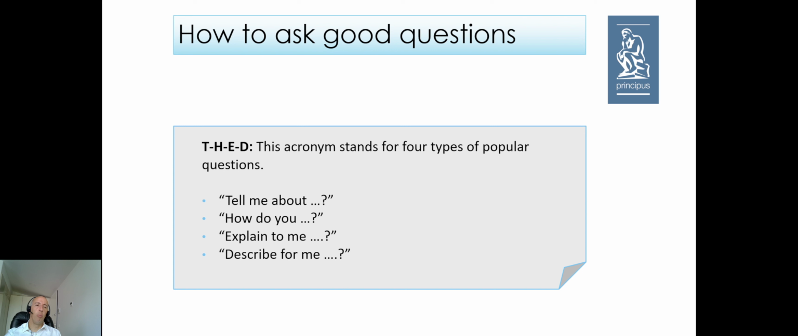If we want to have good meetings, we should ask good questions. One framework that we can use was introduced by Darius Lahutifart in his Always Be Qualifying, MEDIC and MEDPIC book. It is called THEAT framework, and the framework introduces 4 types of questions. They are: tell me about, how do you, explain to me, and describe for me.